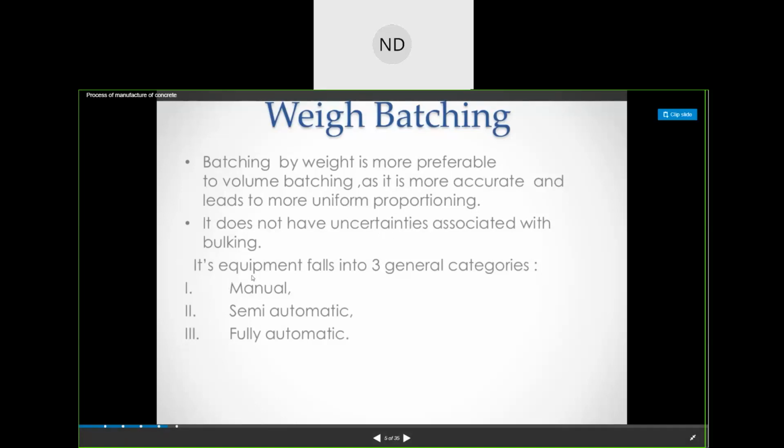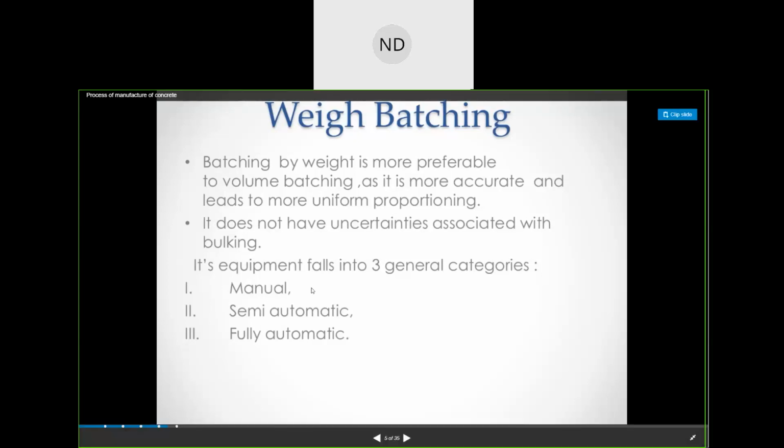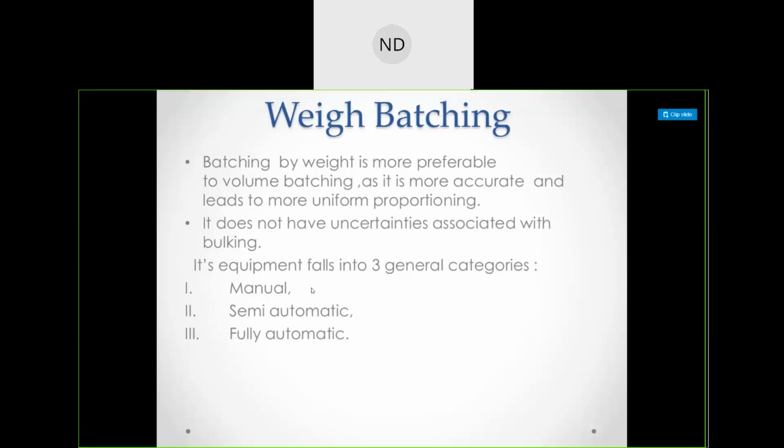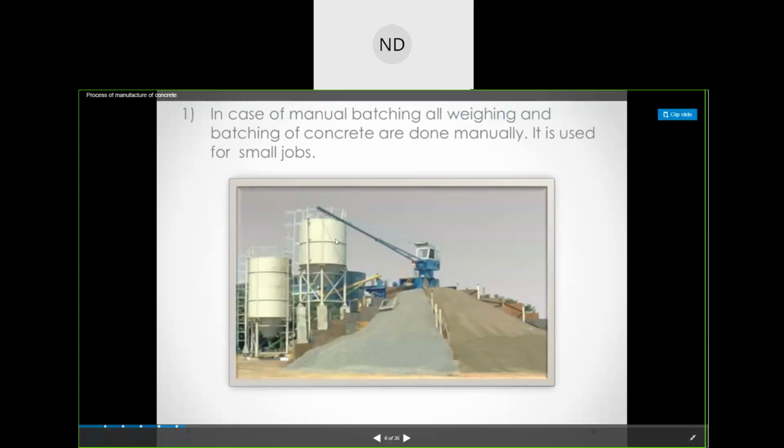Its equipment falls into three general categories. When you are doing weigh batching, there are three categories by which you weigh the materials, whereas for volume batching you use the gauge box. These are manual, semi-automatic, and fully automatic. Now, what is manual? This is manual batching, where all the weighing and batching of concrete is done manually. With coarse aggregate, fine aggregates, and cement, you will be batching manually. It is for small jobs.